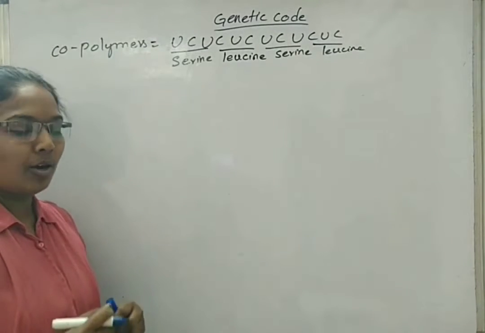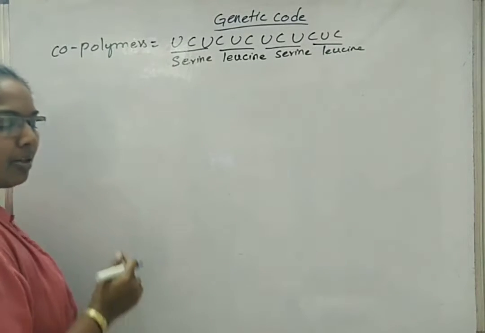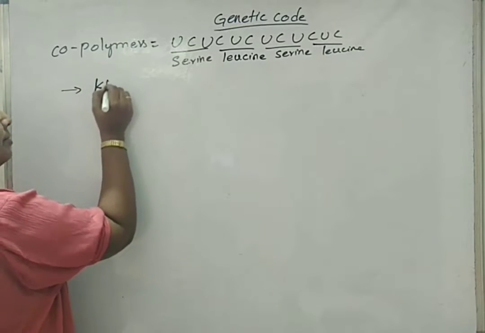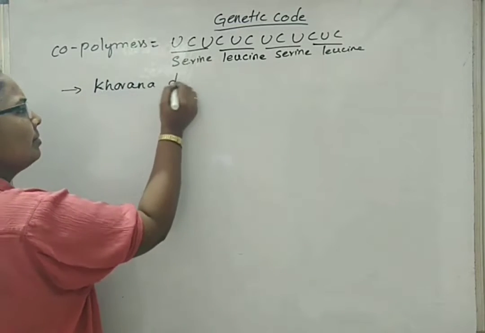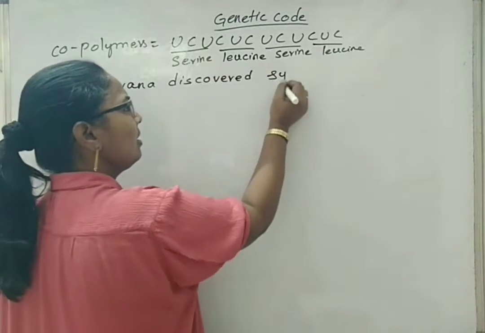Hargobind Khurana was also considered a developer of artificial RNA or synthetic RNA. Khurana was the first person to discover synthetic RNA.